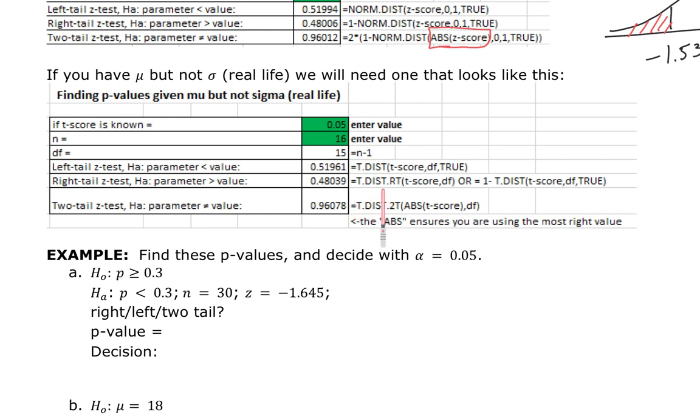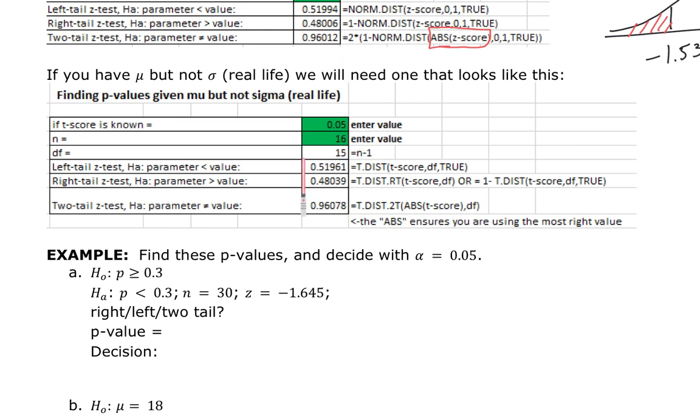So we do the T.DIST.RT, I grab the t-score and just the degrees of freedom, and I'm done, and it assumes that I am wanting the right side of that t-score. Now, it also, by the way, has its own call for the two-tailed test. And as before, we're going to make sure that we grab the absolute value just in case this t-score was negative. So T.DIST.2T, parenthesis, ABS, parenthesis, grab the cell that has the t-score, comma, grab the cell that has the degrees of freedom, hit enter, and this is what you're going to get.